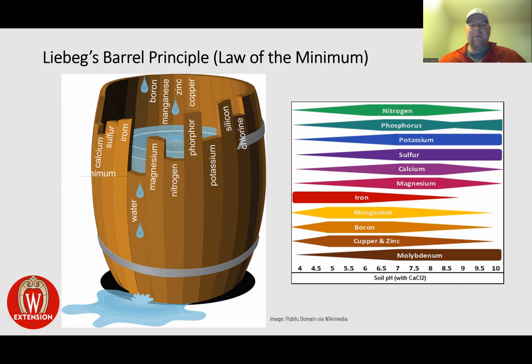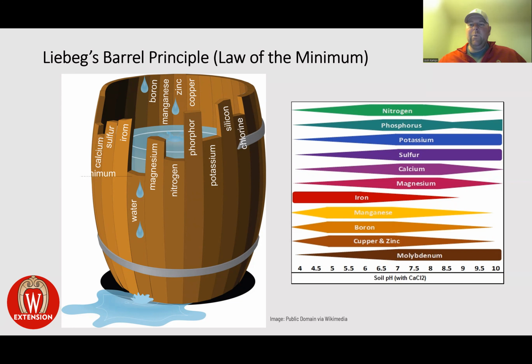If you take a look at that barrel, we're going to reach our yield potential at the lowest stave. All right, so if it's water, we could put other things in there. This is a lot of different nutrients, but maybe it's weed control, maybe it's planting timing, maybe it's varietal choice. All of those different agronomic decisions can be one of these staves in the barrel.